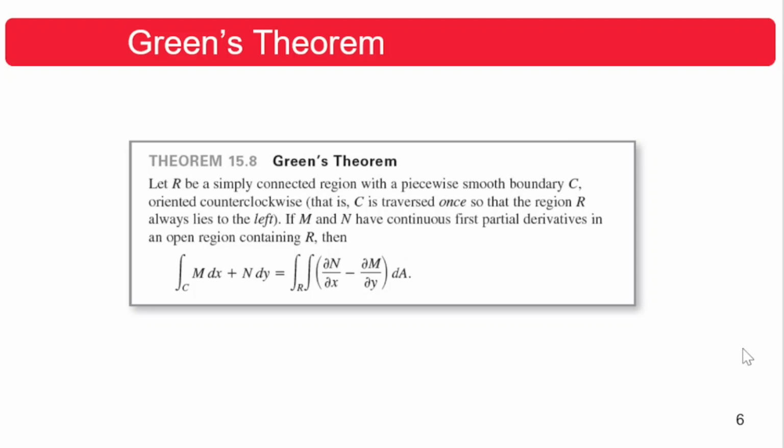Green's theorem. According to this theorem, let R be a simply connected region with a piecewise smooth boundary C, oriented counterclockwise, that is, C is traversed once so that the region R always lies to the left. If M and N have continuous first partial derivatives in an open region containing R, then the integral of M dx plus N dy over the boundary C is equal to the double integral of the partial derivative of N with respect to x minus the partial derivative of M with respect to y, times the change in area over region R.